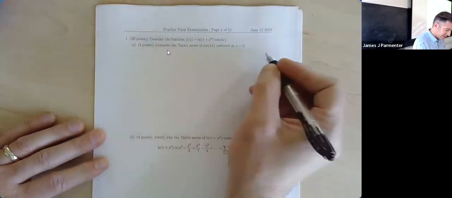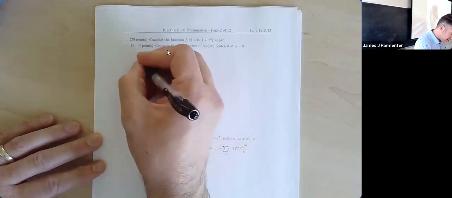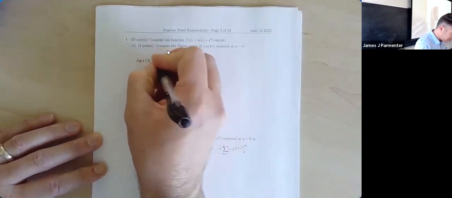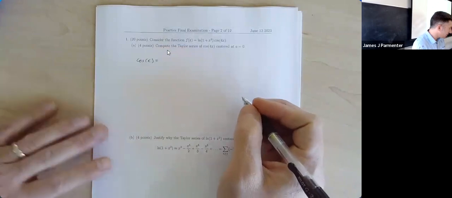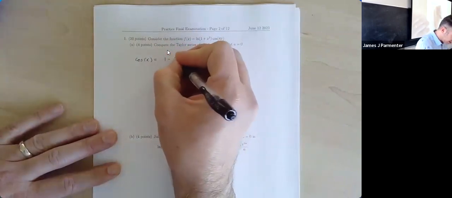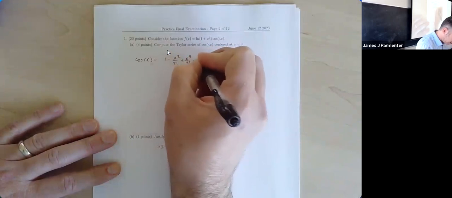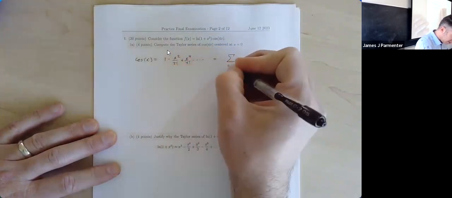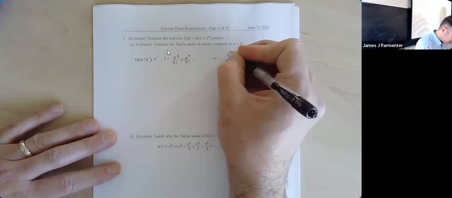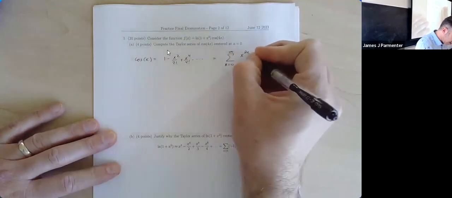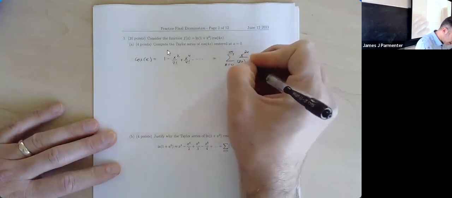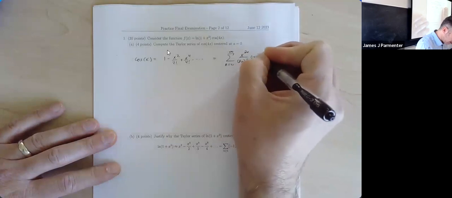So here's the work I would show for doing this. I would write cosine of x equals, I might write out some terms, I might not. You could write out terms like 1 minus x squared over 2 factorial plus x to the 4th over 4 factorial, etc. And then it's going to be the sum from n equals 0 to infinity of x to the 2n over 2n in parentheses factorial times negative 1 to the n.